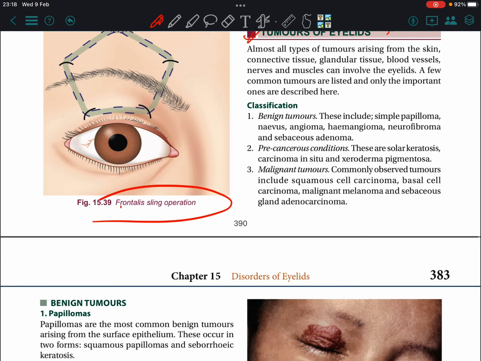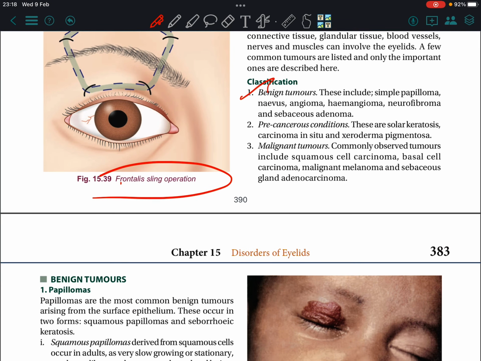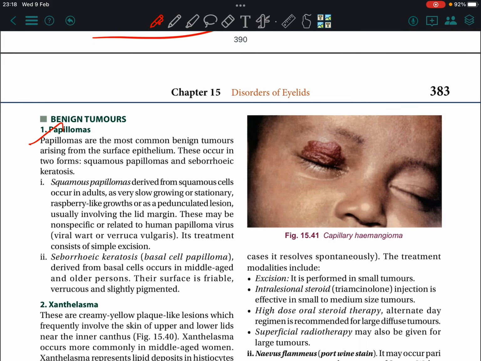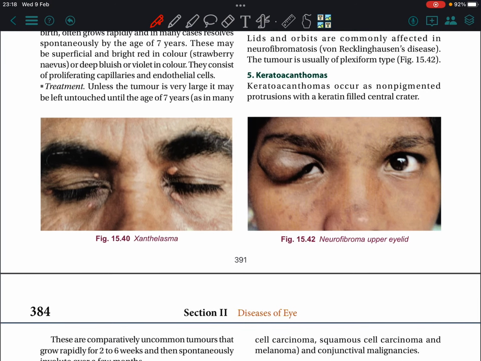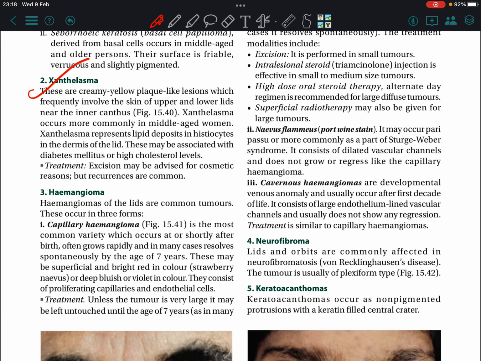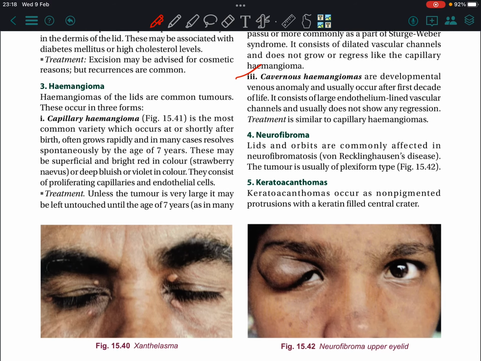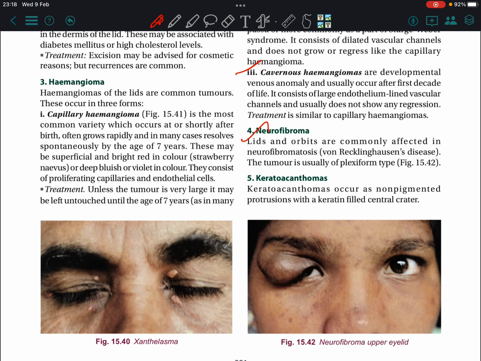Tumors of the eyelid are mostly classified as benign, precancerous and cancerous. Benign: mostly papillomas, xanthelasma, capillary hemangioma. Hemangioma is classified into capillary, nevus and cavernous hemangioma. Neurofibroma, it is a differential diagnosis for chalazion.